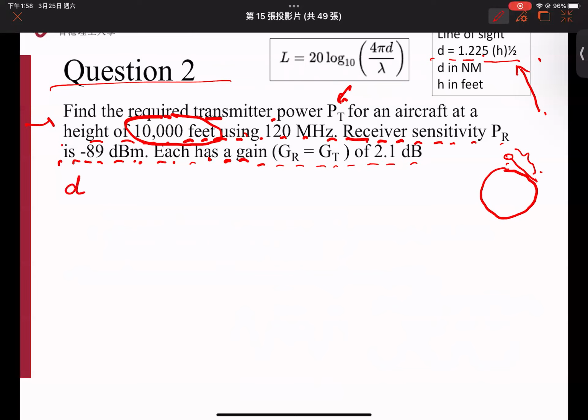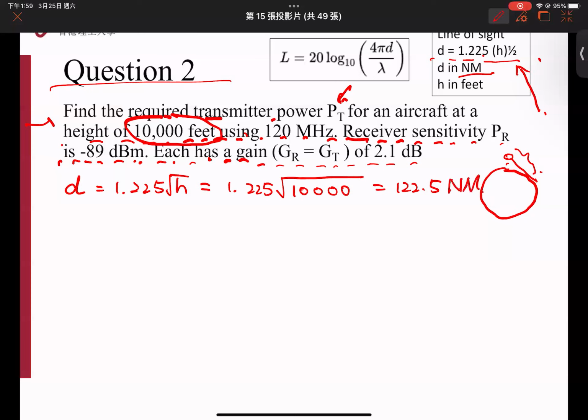So what we have is the distance d equals 1.225 following the same equation, and here we have the square root of h. We put in 1.225 times the square root of 10,000, and what we get is 122.5. But be careful, the unit here is nautical miles.